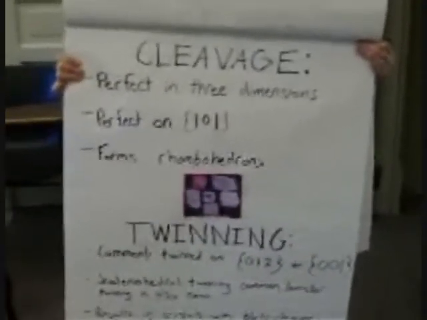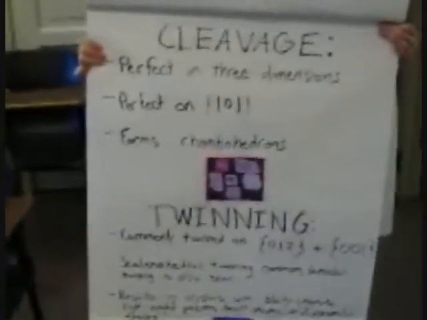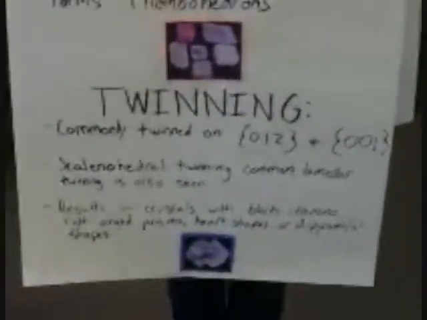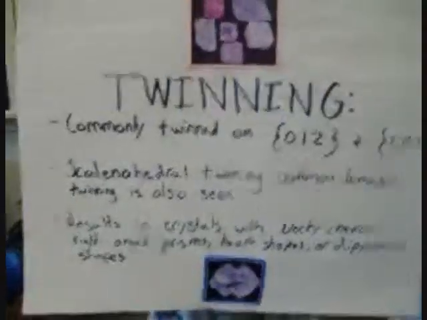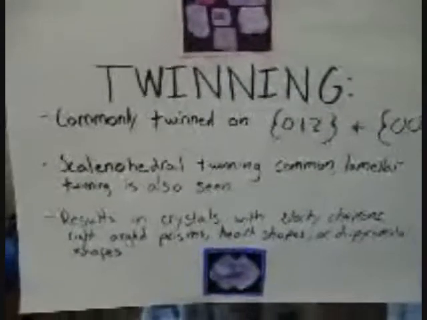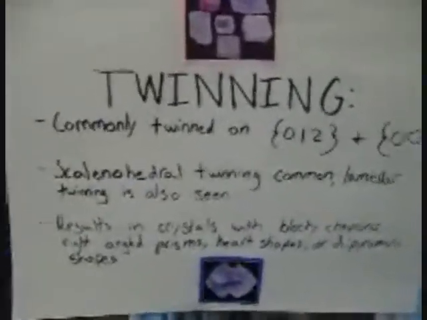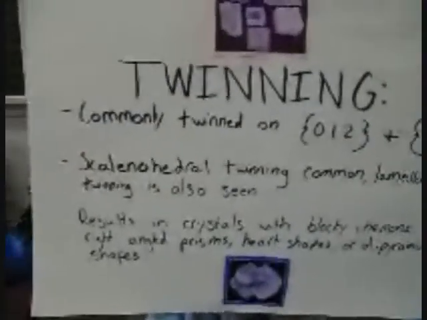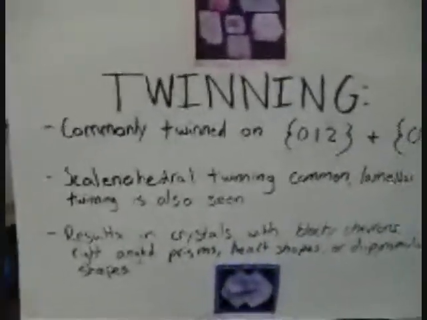Cleavage of calcite. It has perfect cleavage, which occurs on the 101 plane and forms rhombohedrons. It also has twinning, which is commonly twinned on the 012 plane and the 001 plane. Common twinning seen with calcite are scalenohedral and lamellar. It results in crystals with blocky chevrons, right-angled prisms, heart shapes, or dipyramidal shapes.